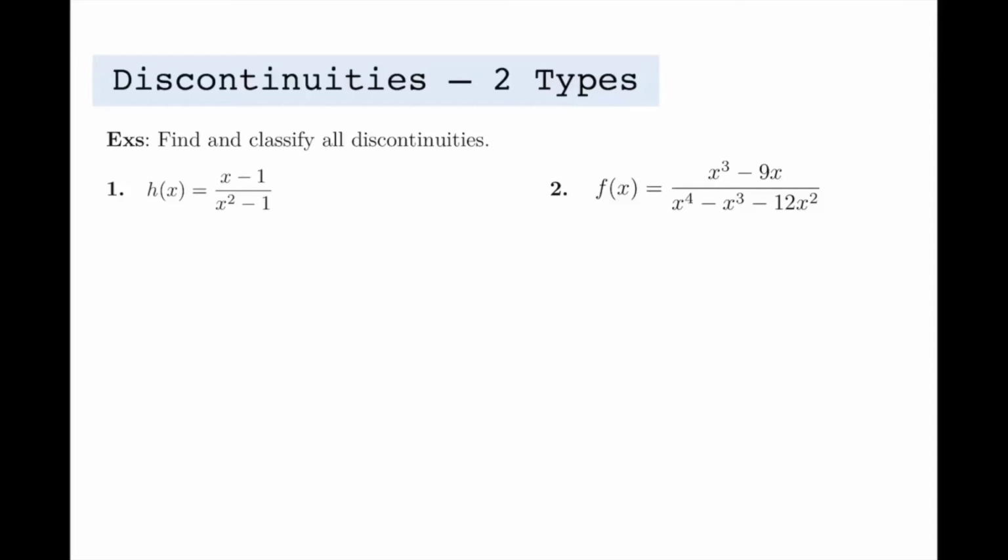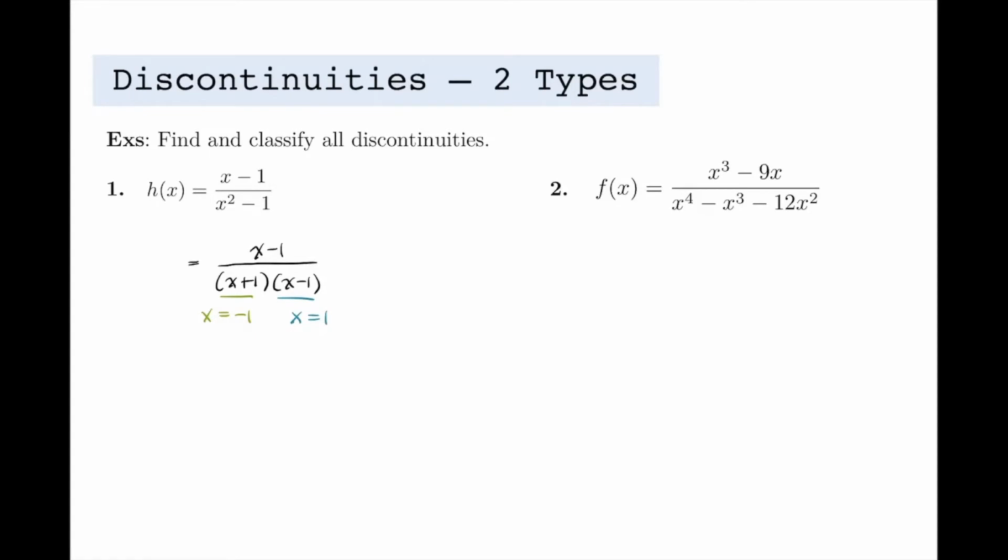Let's see how to classify discontinuities algebraically into removable and non-removable. When you're finding discontinuities with a rational function, like the one here, remember that all we need to do is find where the denominator can be 0. The best way to do this is to factor the denominator entirely. This is a difference of two squares, so it will factor into x plus 1 times x minus 1. In the numerator, we can't factor any further, so we have x minus 1. Then, looking at the denominator, we see that we have two discontinuities: one at x equals negative 1, and one at x equals positive 1.